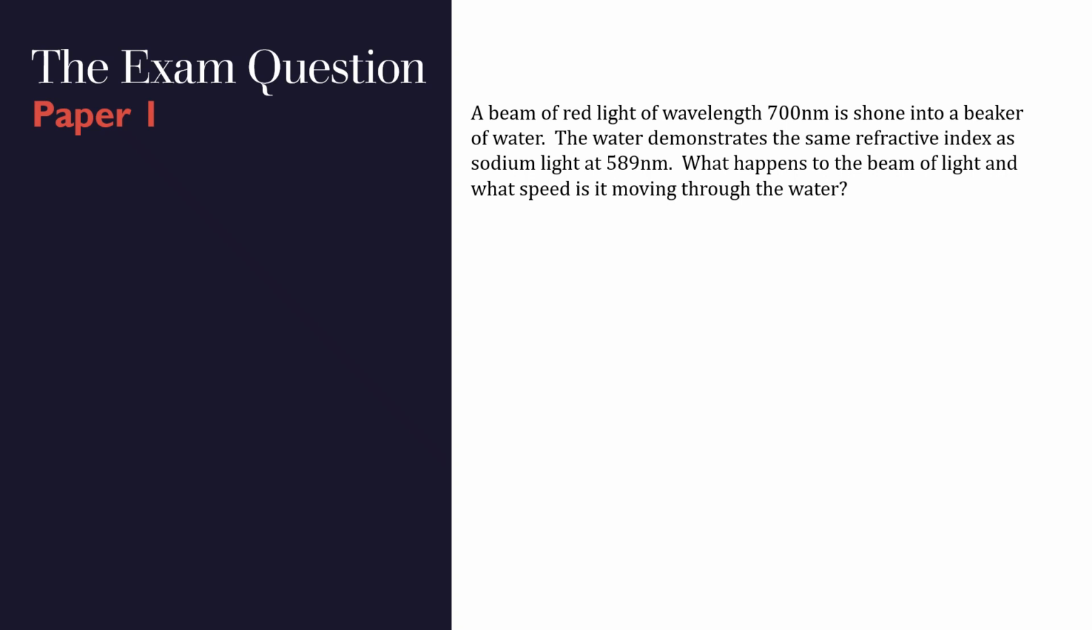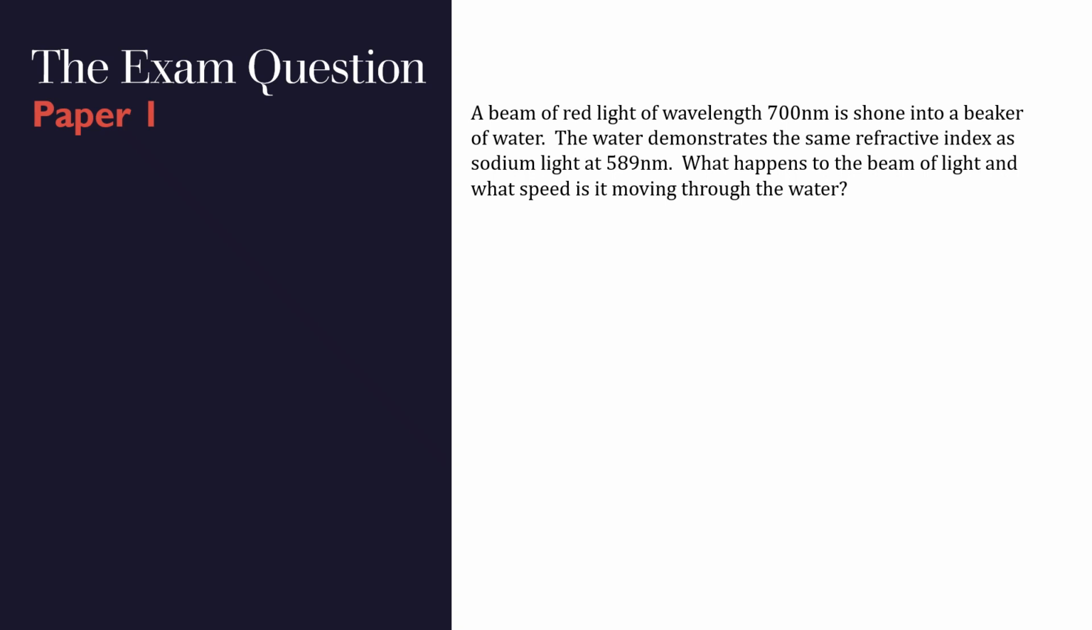A beam of red light of wavelength 700 nanometers is shone into a beaker of water. The water demonstrates the same refractive index as sodium light at 589 nanometers. What happens to the beam of light and what speed is it moving through the water?